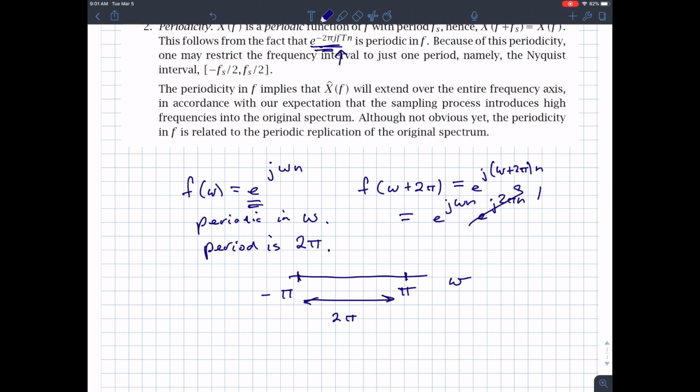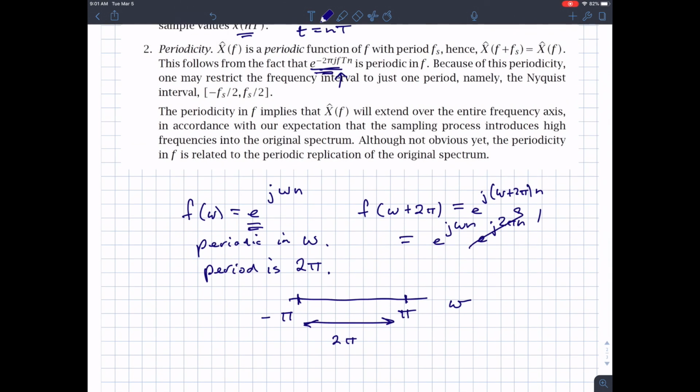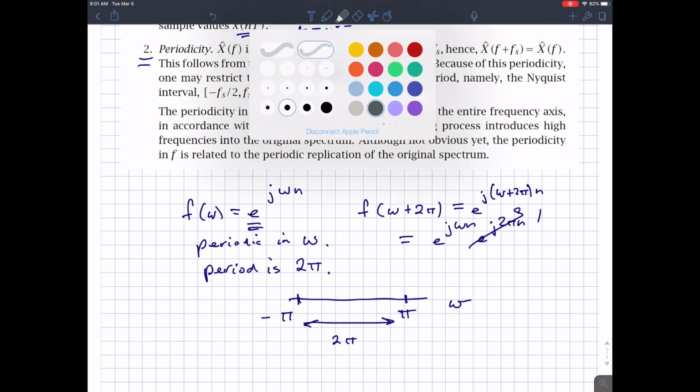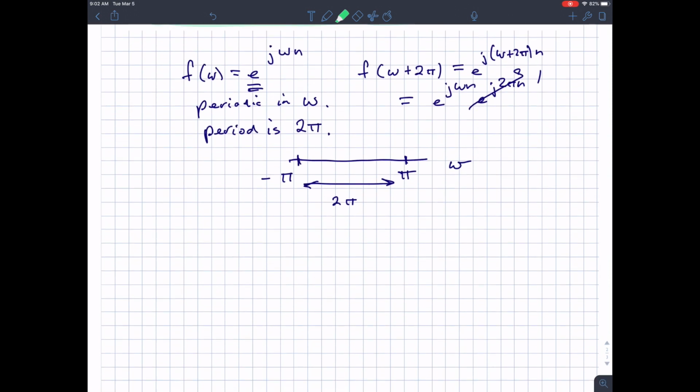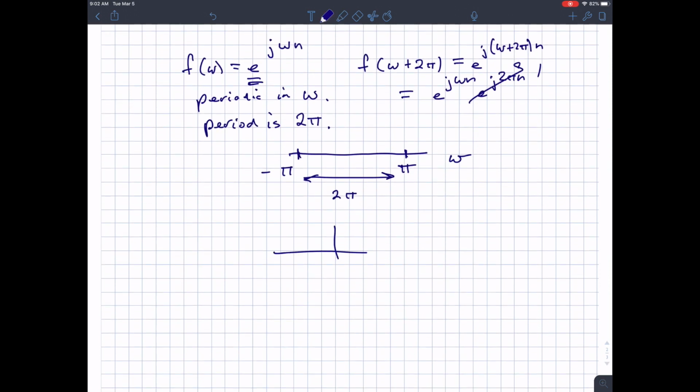Okay, so he makes that point in this particular numbered section, number 2, and then he goes on to say, although it's not obvious yet, the periodicity in F, I used omega, but the same thing, the periodicity in F is related to the periodic replication of the original spectrum. Okay, and so I just want to remind you that we started with a spectrum that looked like this when we did sampling. Here's X of F.